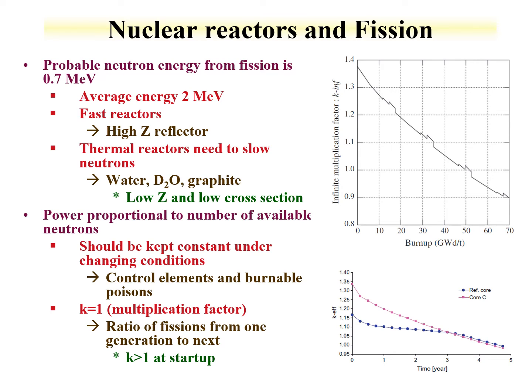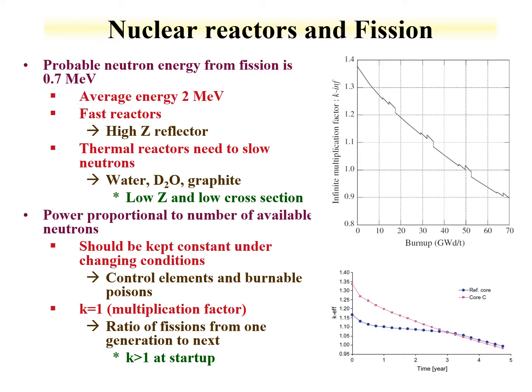And one thing, as we discussed in the previous slide, is that the power of a reactor is proportional to the number of available neutrons. The neutrons come from the fission process that creates the energy, so the number of neutrons available is a rough measurement of the number of fissions that occurred. There's a factor K, which is a multiplication factor. It's the ratio of fissions from one generation to the next. Here we've plotted multiplication factors as a function of burnup on this slide, or as another K effective term as a function of years.